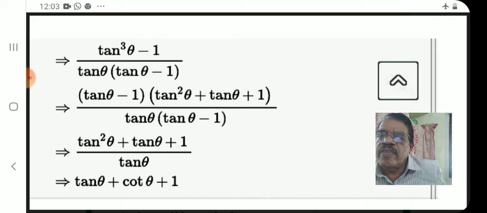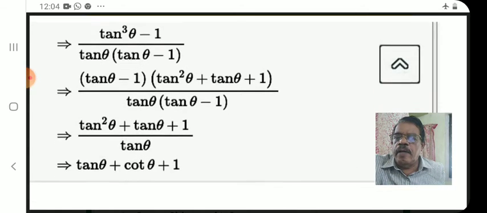And in the numerator we apply the algebraic identity, a cubed minus b cubed equals a minus b into a square plus ab plus b square. In that manner we write a cubed minus b cubed. So when we apply the identity, we get tan theta minus 1 into tan square theta plus tan theta plus 1 by tan theta into tan theta minus 1. And tan theta minus 1 cancels. So we get tan square theta plus tan theta plus 1 in the numerator by denominator tan theta.